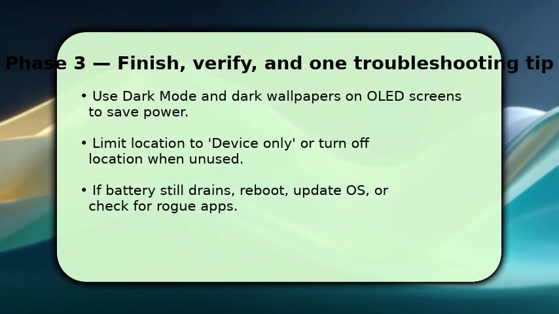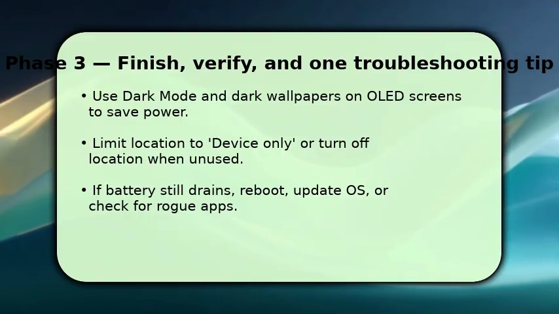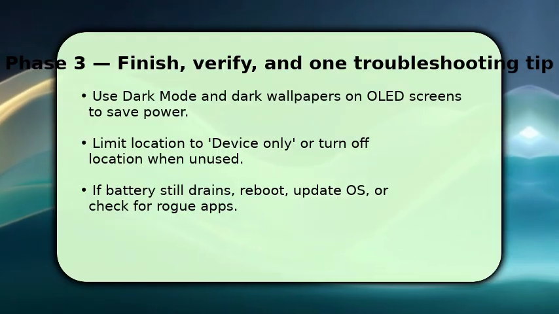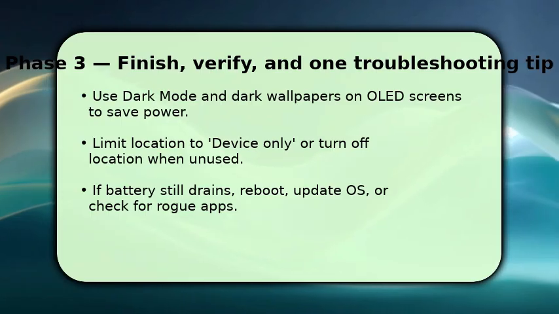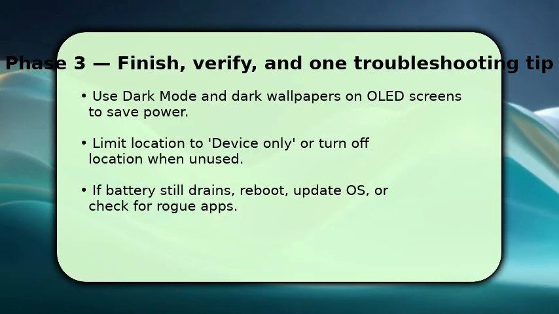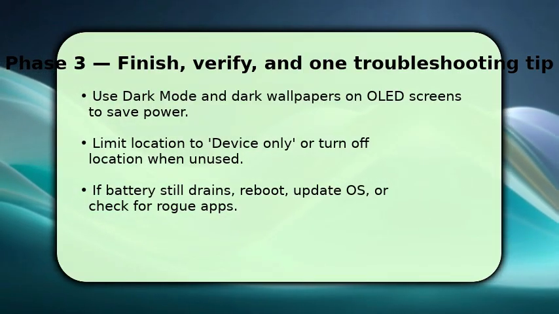Finally, apply system optimizations and know how to troubleshoot if things go wrong. Enable dark mode and use dark wallpapers on OLED phones because black pixels use near zero power. This directly lowers display consumption. Set location mode to device only or disable it when not needed, since high-accuracy GPS is an energy hog.